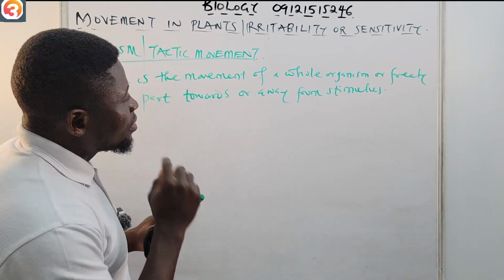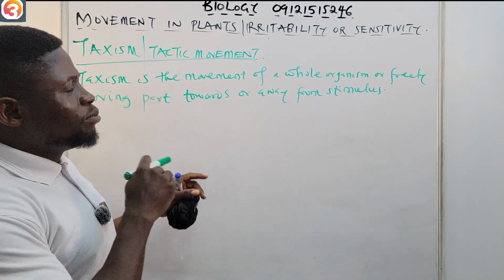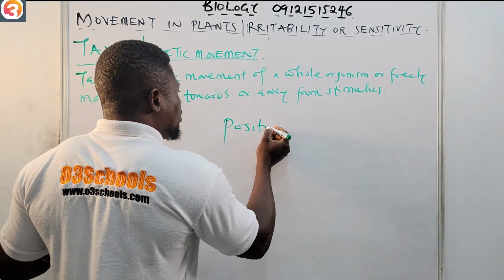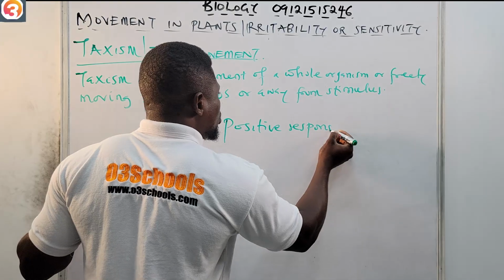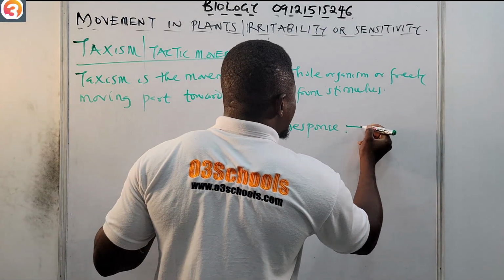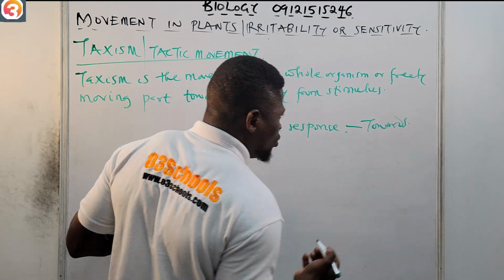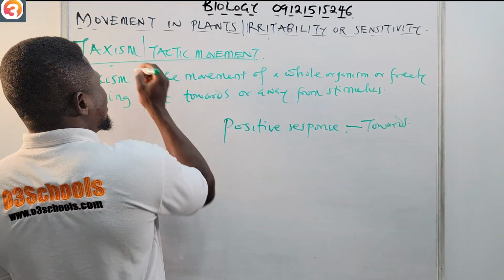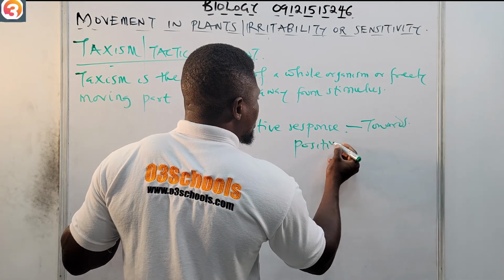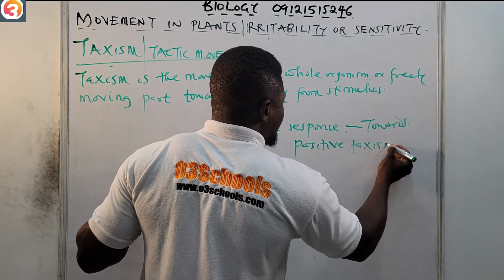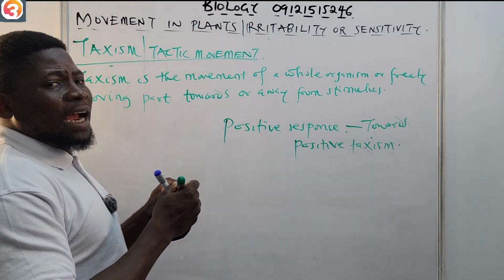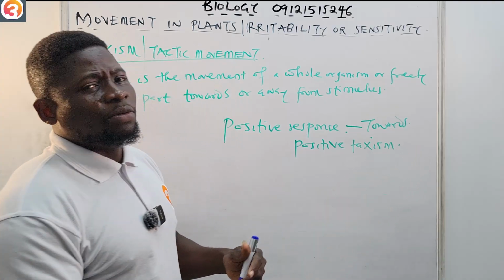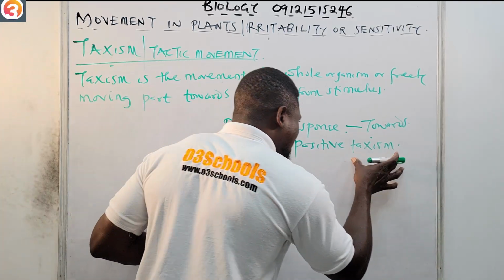And of course, if this organism is moving towards the stimulus, we call that a positive response to the stimulus. And in terms of taxism, that will be positive taxism. So if the organism is moving positively towards the stimulus, we call that a positive taxism.